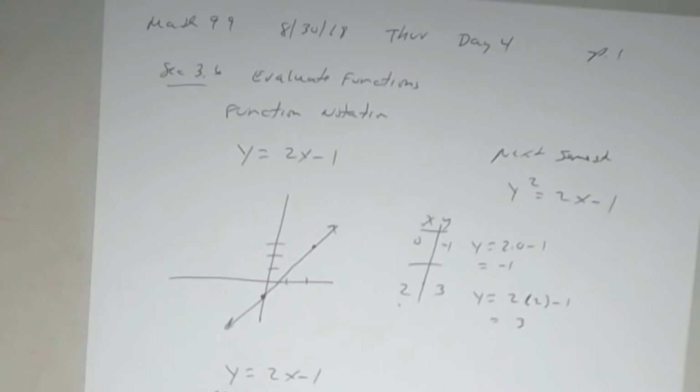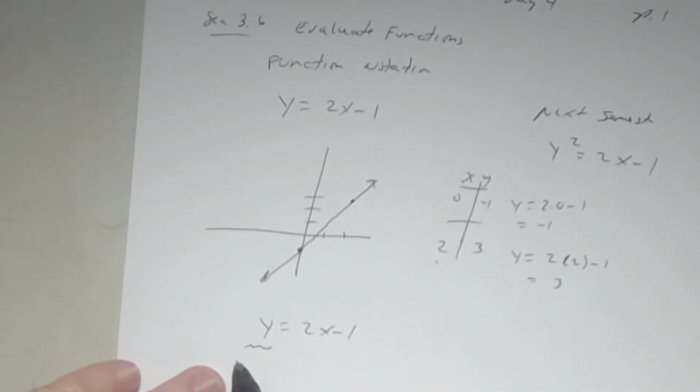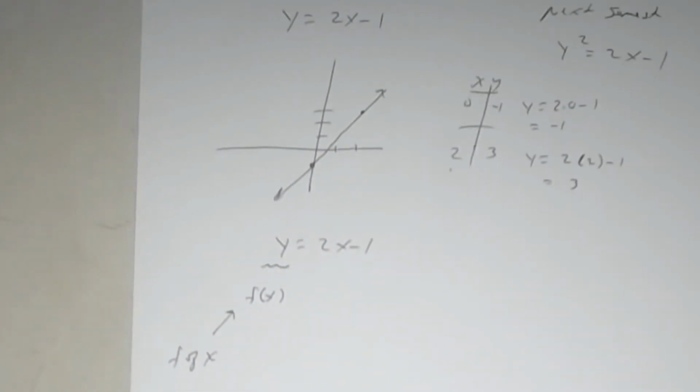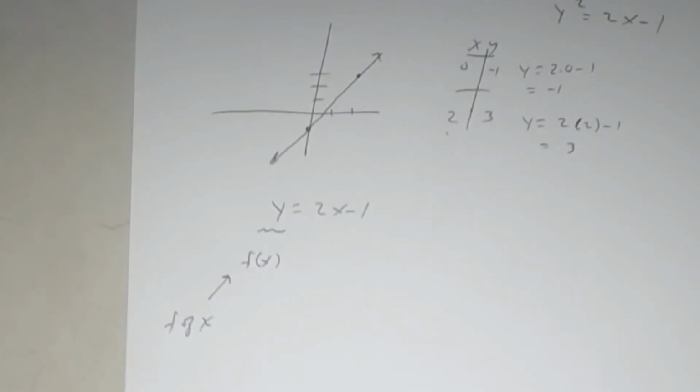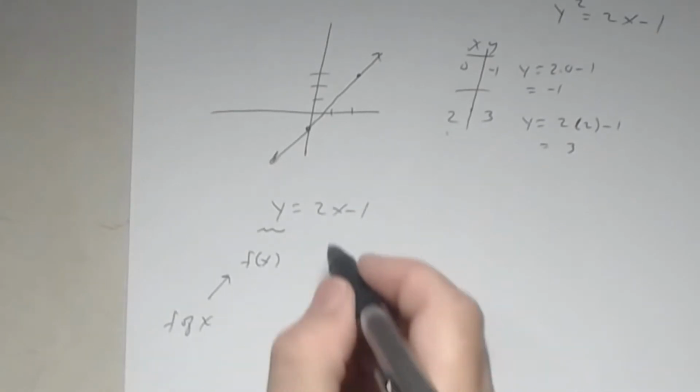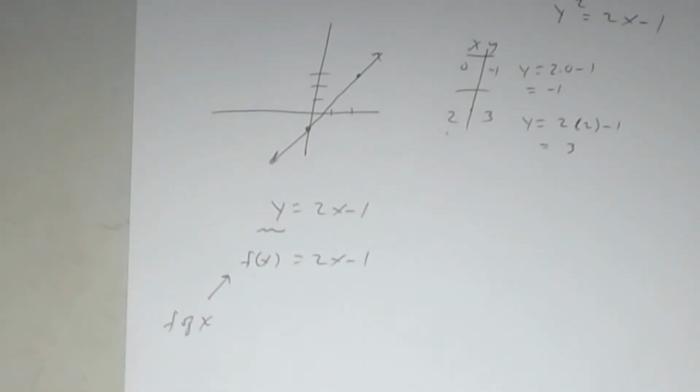All right, so I can replace the y with this notation, f of x. This is read f of x. That's how you read this, f of x. That's function notation. So instead of saying y, I'm going to say f of x equals 2x minus 1. They mean the same thing, though. F of x is the same thing as y.